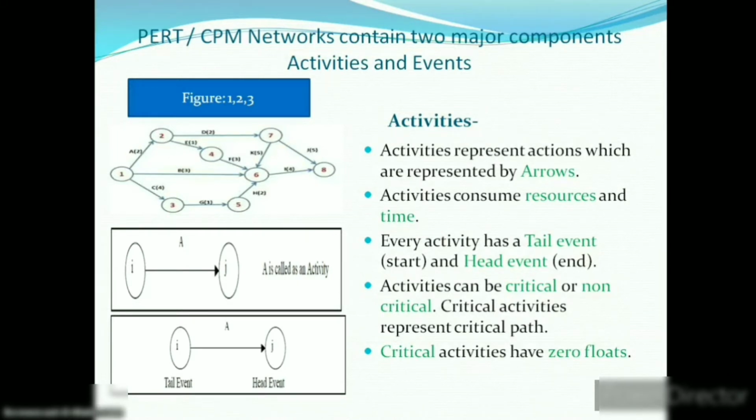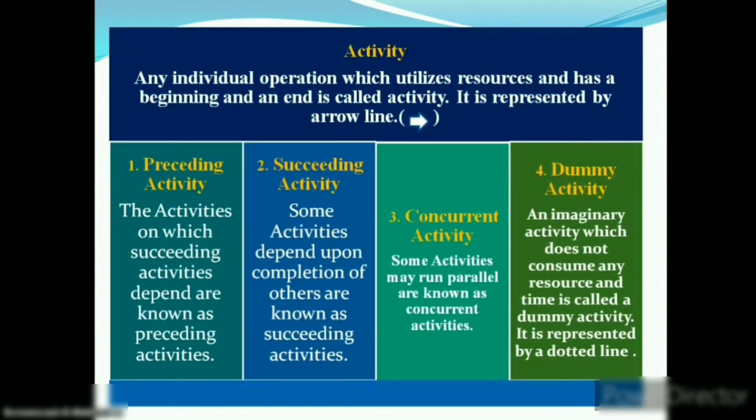These activities consume time and resources. As you can see in the network diagram, activity A consumes 2 days, activity B consumes 3 days, activity I consumes 4 days, and so on. An activity can be critical or non-critical. A critical activity has 0 float. We can classify the activities into 4 categories: preceding activities, succeeding activities, concurrent activities and dummy activities.